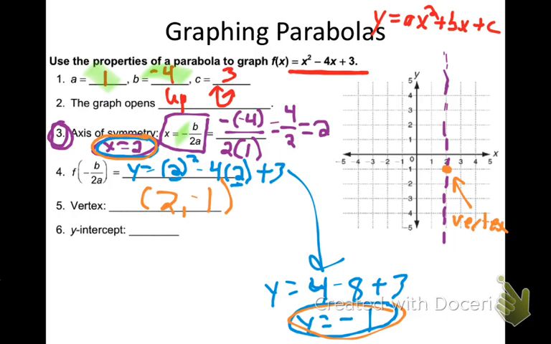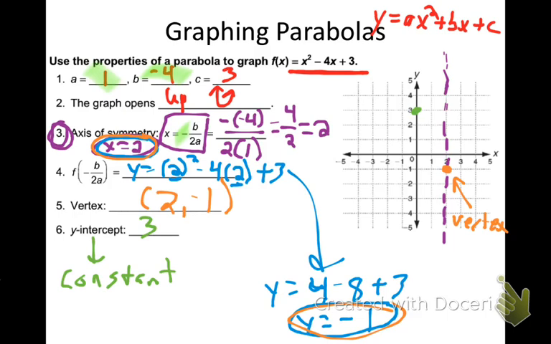And then the last thing here is to find the y-intercept. Who remembers what the y-intercept is? The y-intercept is just my constant. Nice job. Y-intercept is my constant. What is my constant, Jesse? What'd you say, Jesse? 3. So I plot my y-intercept. Positive 3.